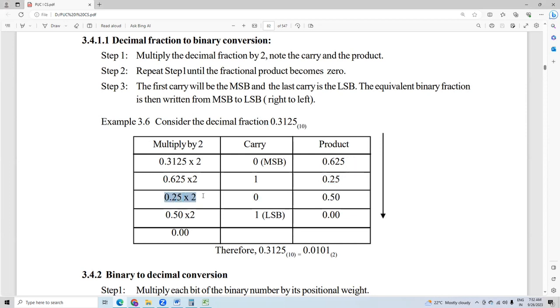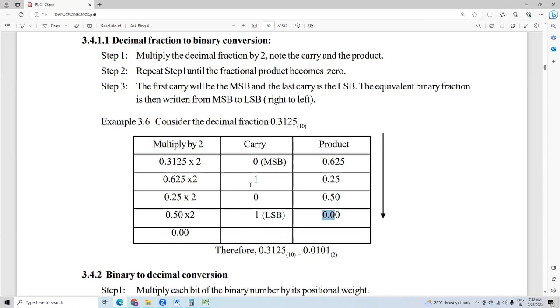That 0.25 multiplied by 2, the carry will be 0. The last carry you recorded, it will be 0.50. 0.50 into 2, the last carry will be 1 and the product is 0. That means we need not continue. So here, therefore, 0.3125 base 10 is equivalent to 0.